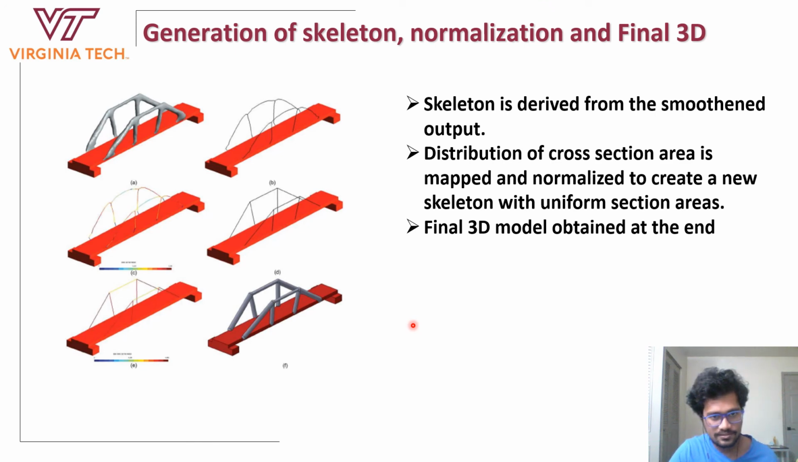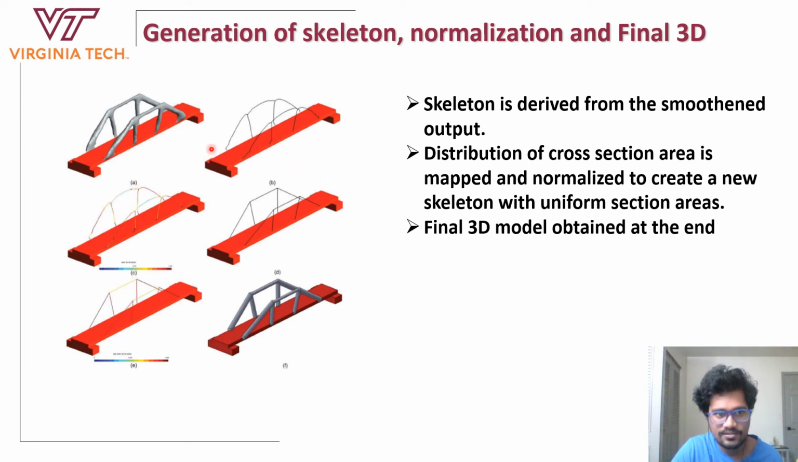So in this slide, I explain how the author has converted the smoothened structure into a final 3D product. So this is the output that we got after smoothing from the previous slide. The first step is that a skeleton is derived from this, which is basically almost like the main point of this entire structure. So using that, a skeleton is derived.